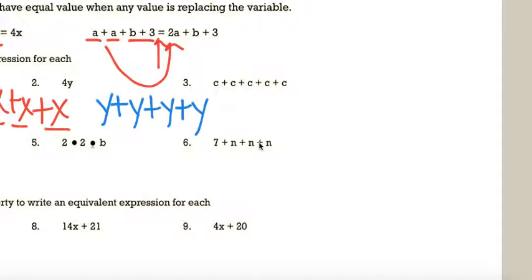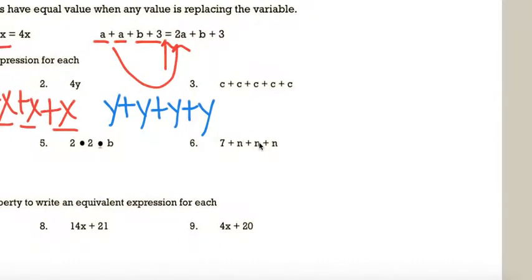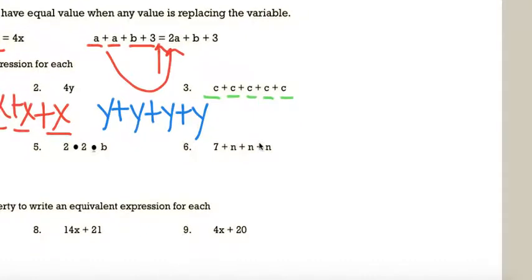Number 3, they're giving us the repeated addition, and we have to write the expression that goes with this. So if I look at the question, we have C plus C plus C plus C plus C. How many C's do we have? Let's count them. 1, 2, 3, 4, and 5. So that is equal to 5C.